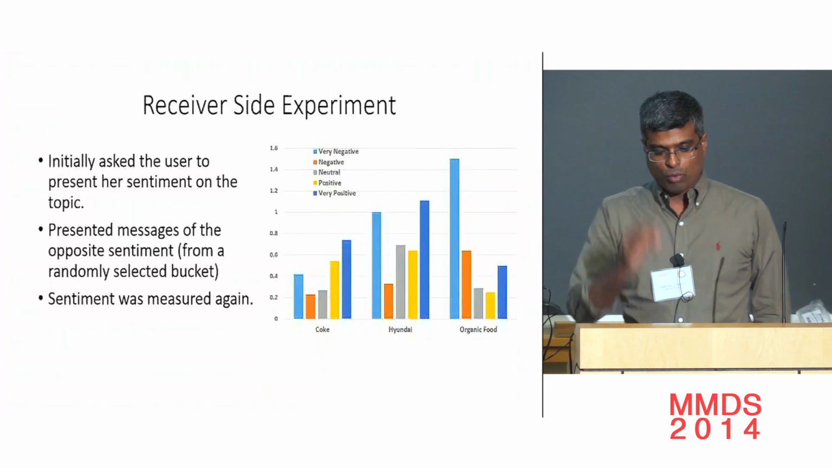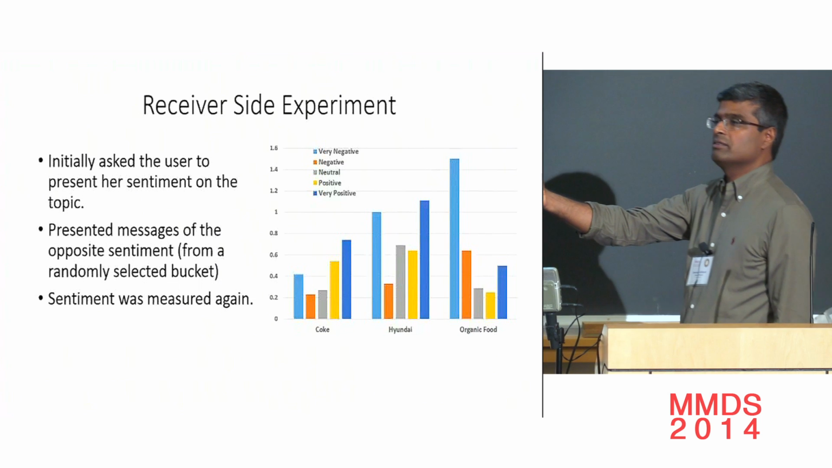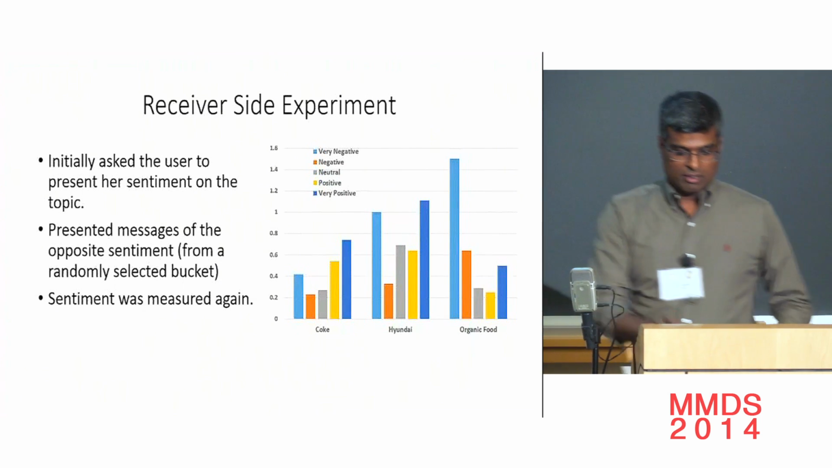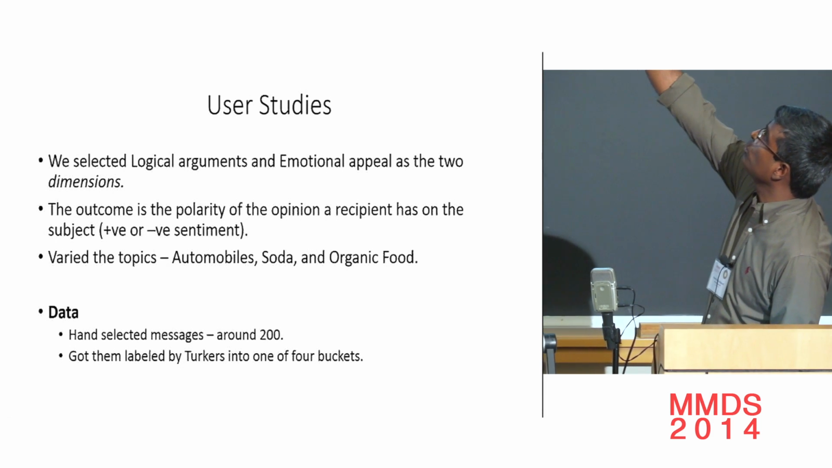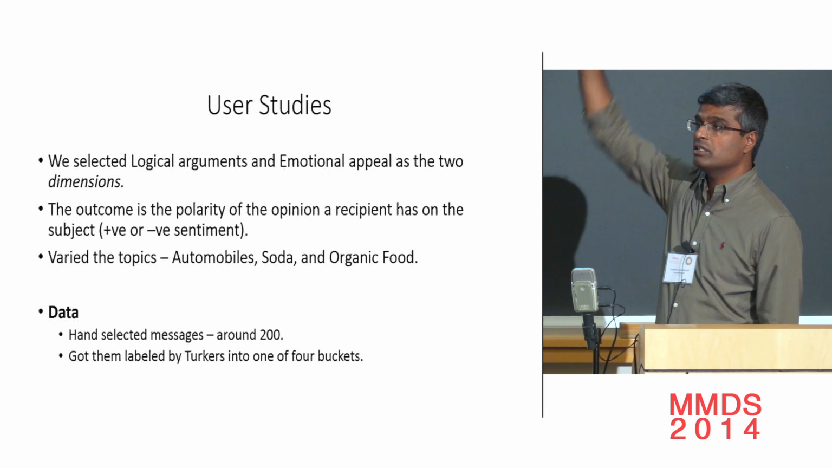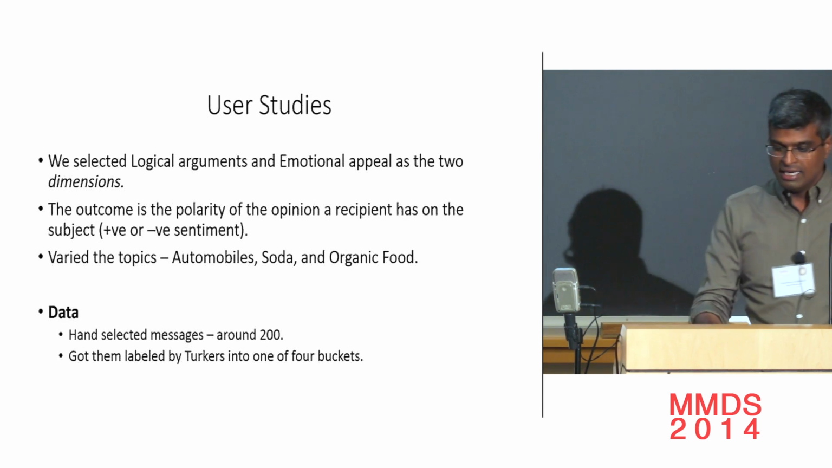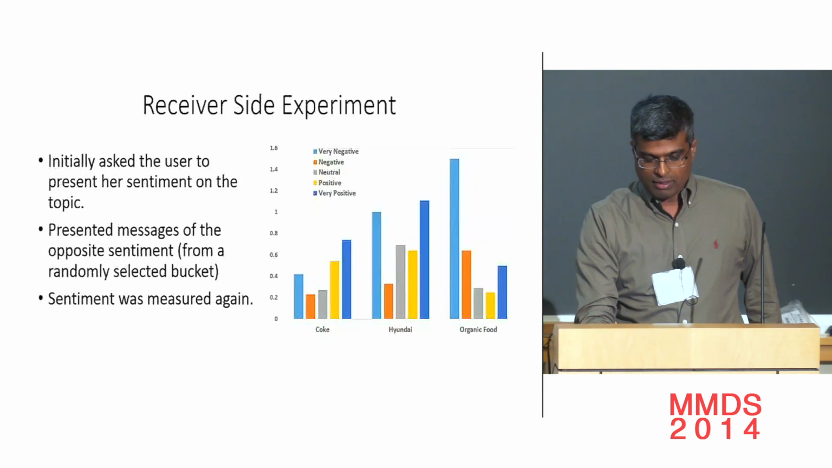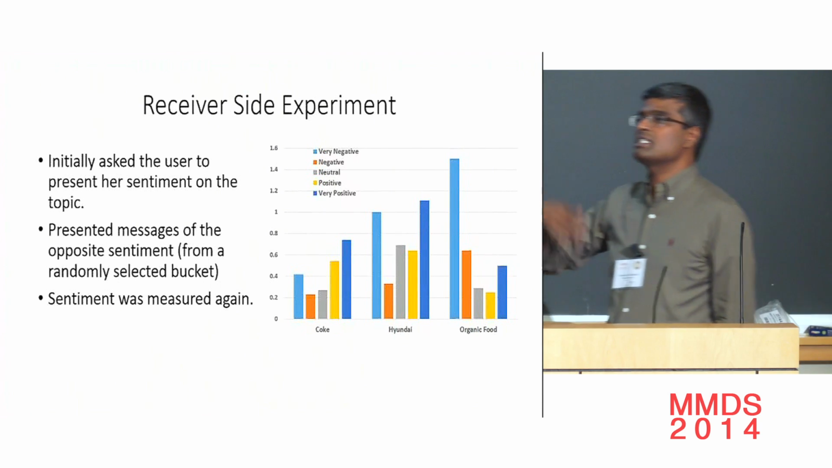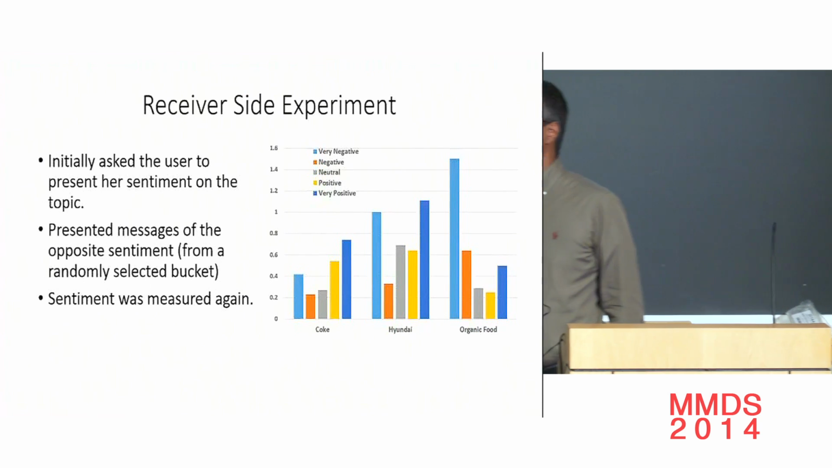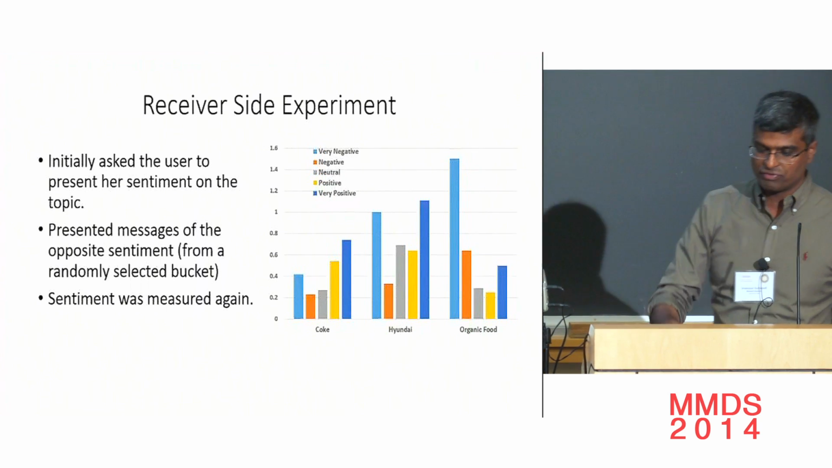Then on the receiver side, we asked them their initial sentiment, okay? And remember, once we got the messages labeled as emotional and logical, we got four buckets: emotional, not logical, not emotional, not logical, and so on. Then in the next experiment, based on the user's initial sentiment, we took messages of the opposite sentiment from one of the randomly chosen buckets, presented some messages to the user, and saw how the sentiment of the user shifted, okay?